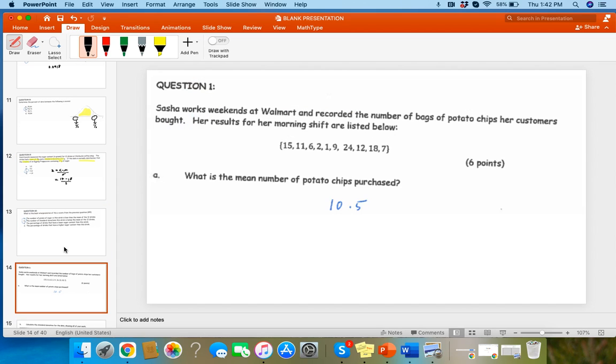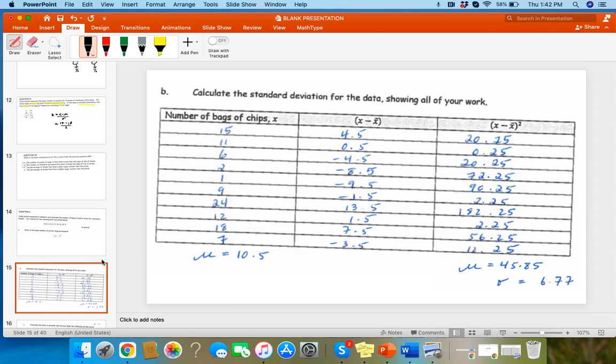Okay, next one. Now this one is more about, most of you knew sort of what to do. You just need to tidy up your work a little bit. First of all, I've given you some numbers, asked you to find their mean. This version is 10.5, the second version is 10.2. But then, most importantly, and this one was worth 3 points, I wanted you to calculate the standard deviation. And I want you, this is the second time I've said it, show all of your work. Not some of it, but all of it.